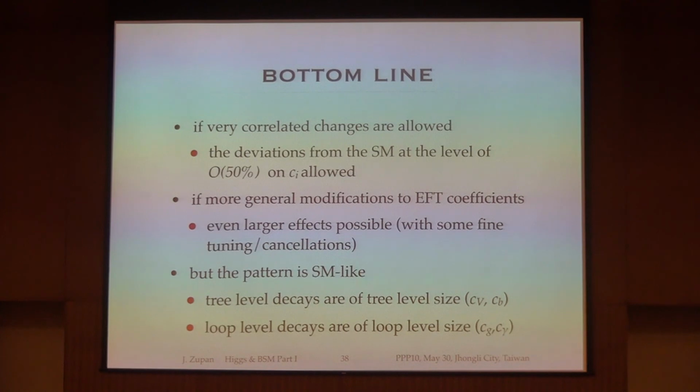In these couplings, if more general modifications are made, then even larger effects are possible, with some fine-tuning maybe. But the pattern really is standard model-like. So the thing to really take out of it is that you have these tree-level decays, and these are of tree-level size, and then there's the loop decay. Loop-level couplings are of loop-level size. So the C_g and C_gamma are of loop-level size, so there's this 1/16 pi squared sitting in front. So it is like in the standard model.